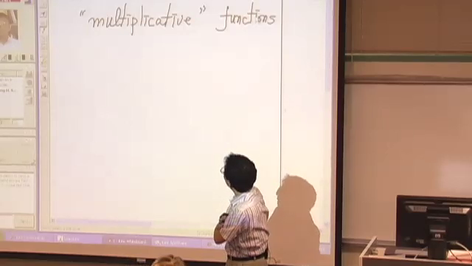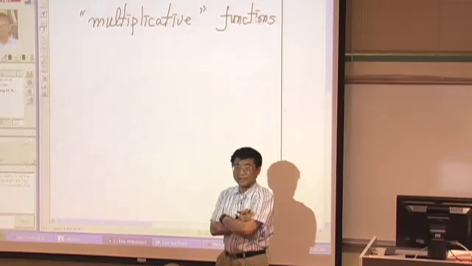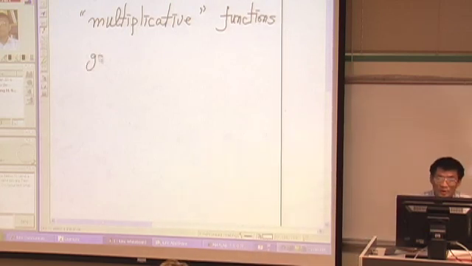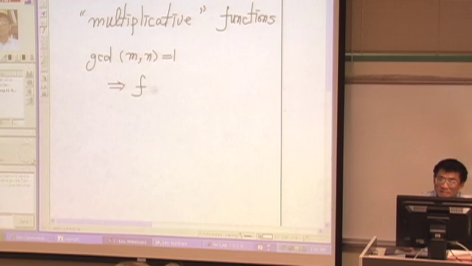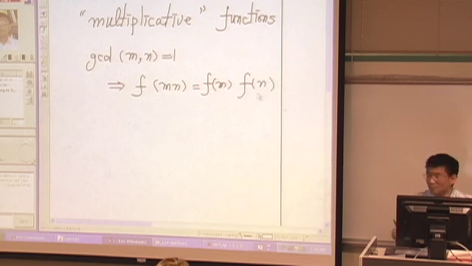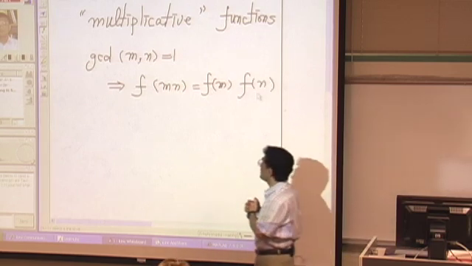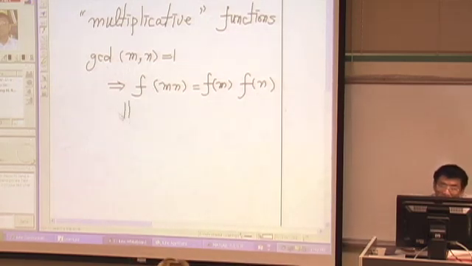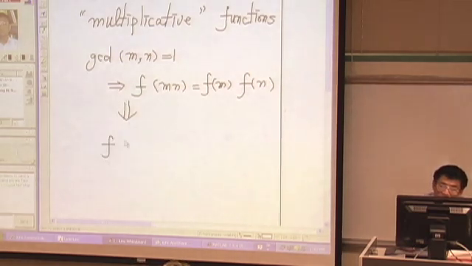An important class of function is called multiplicative. When the GCD of two numbers is equal to 1, then the function satisfies this product. Then it is called multiplicative, and it's extremely important because this enables us to do the investigation of f at only prime powers.